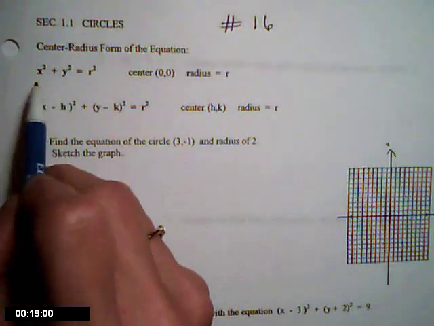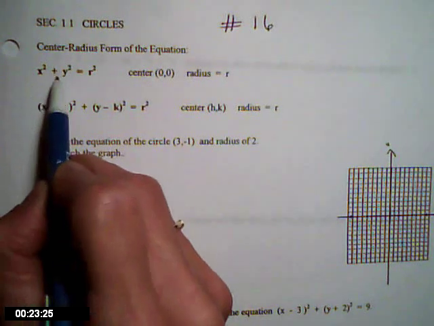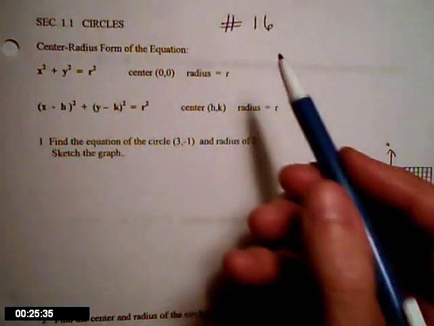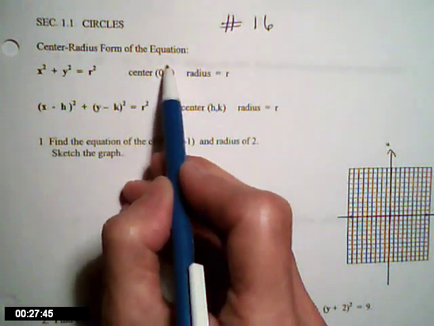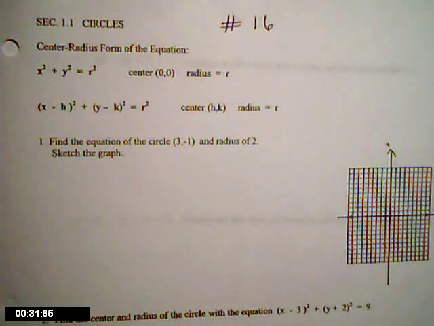You know you have a circle if you have an x squared plus a y squared. When we talk about circles, we mainly talk about the center of the circle and the radius of a circle. Now remember, the radius is the distance from the center to the outside of the circle. I'm just going to start with the first problem, and you're going to see what we're talking about.